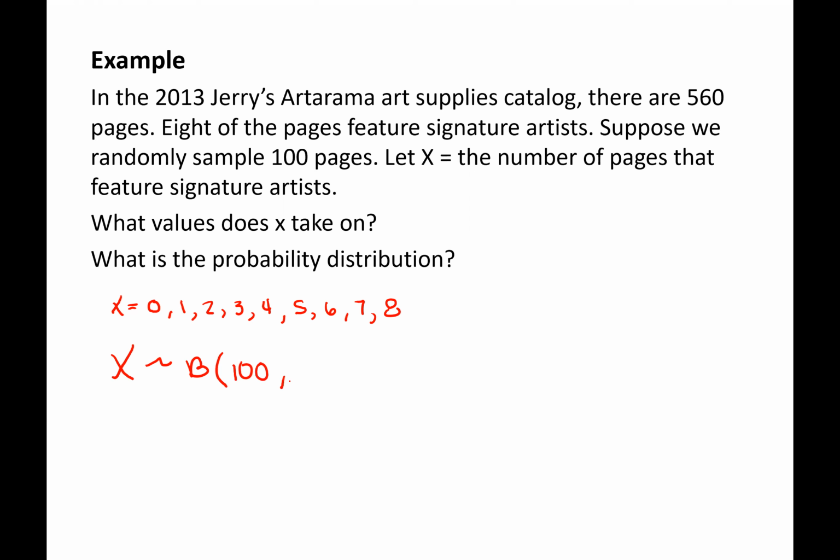And what's the probability of a success? Well, if I have a catalog that contains 560 pages and 8 of those feature signature artists, then the number of successful outcomes would be 8 pages out of 560. So our probability of a success would be 8 over 560.